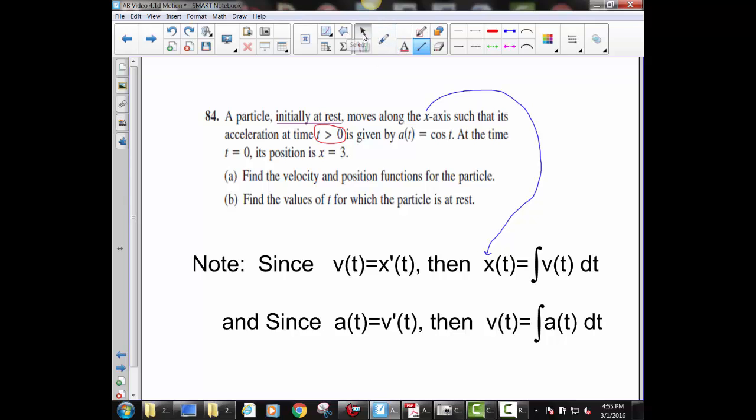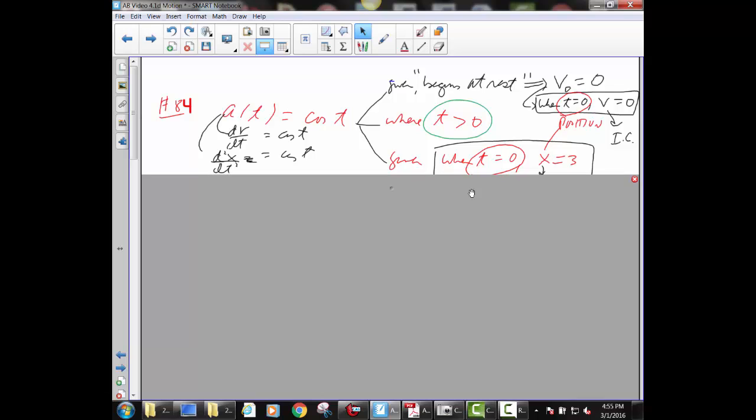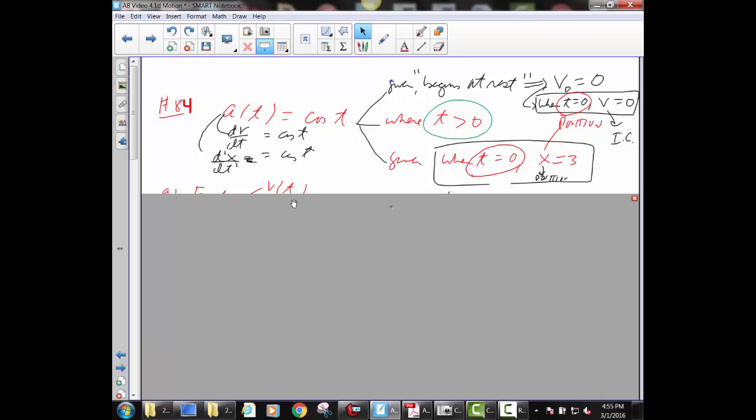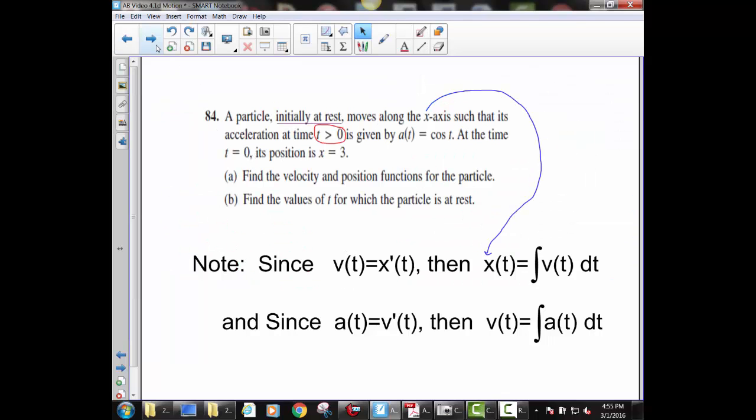Okay? So, initially at rest means at time t equals 0, which is what initially means. At rest means it's not moving, which means its velocity is 0. So by saying it begins at rest, they're telling you that v0 is 0. In other words, when t equals 0, v is 0. So that's a piece of information we're going to use. It also told us that the time was always positive, and it also said at t equals 0, x is equal to 3. So first question is find the velocity and position functions.